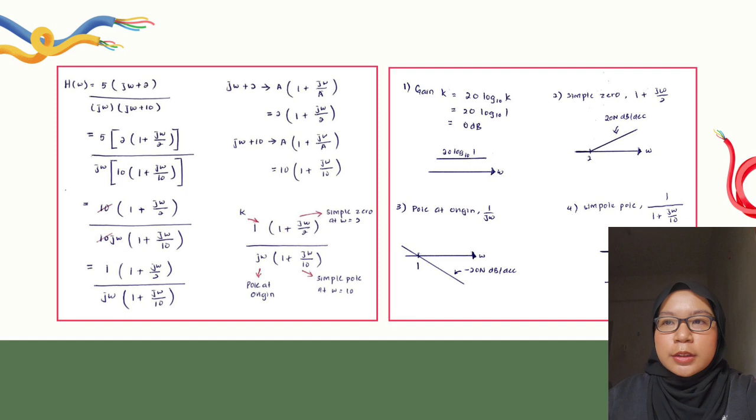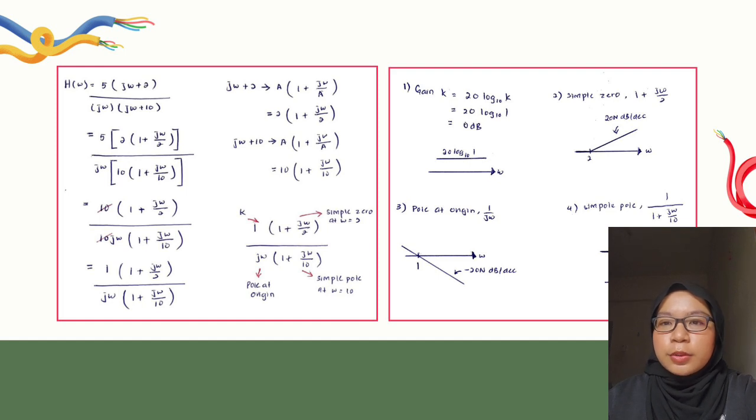Step 3, we need to express the frequency domain. This frequency domain can be broken into simpler parts. Positive 40 dB gain for the constant 5, positive 20 dB per decade from the zero at ω equals 2, negative 20 dB per decade from the pole at ω equals 0, negative 20 dB per decade from the pole at ω equals 10.